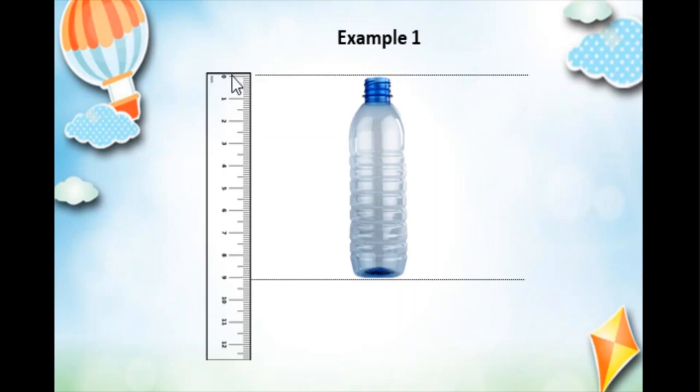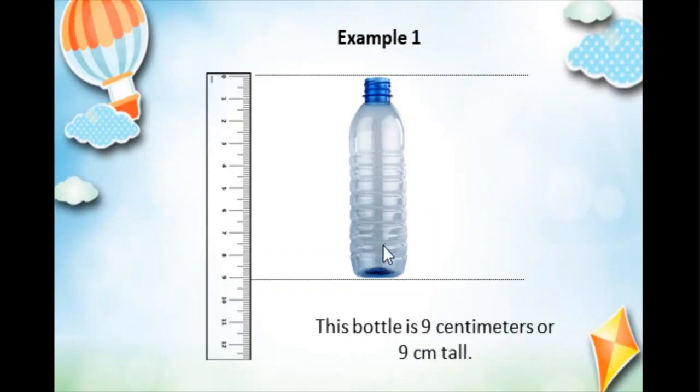Ready? Start. 0, 1, 2, 3, 4, 5, 6, 7, 8, 9. We stopped with the 9th number. That means this water bottle is 9 centimeters or 9 cm tall. Again, this bottle is 9 centimeters or 9 cm tall.